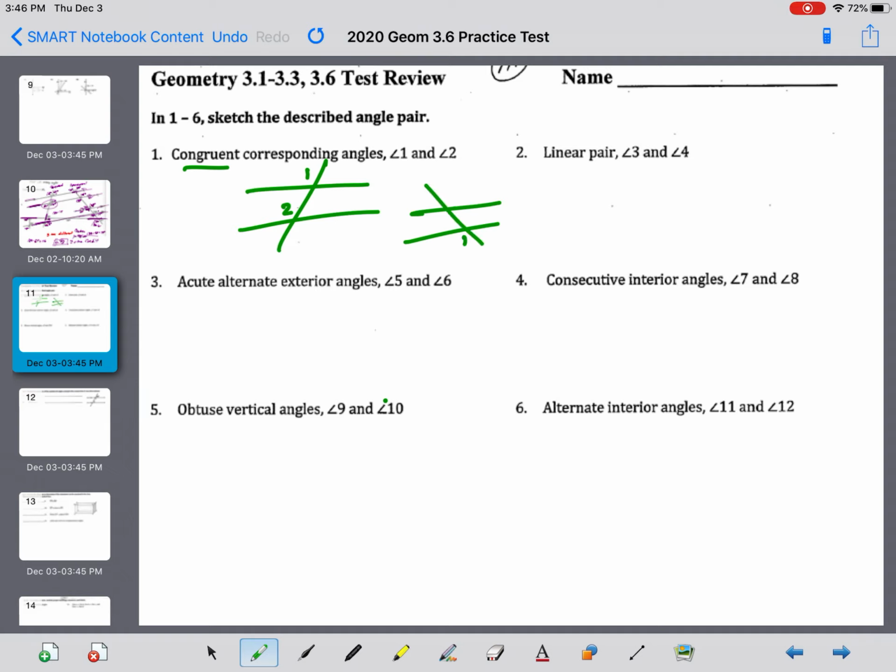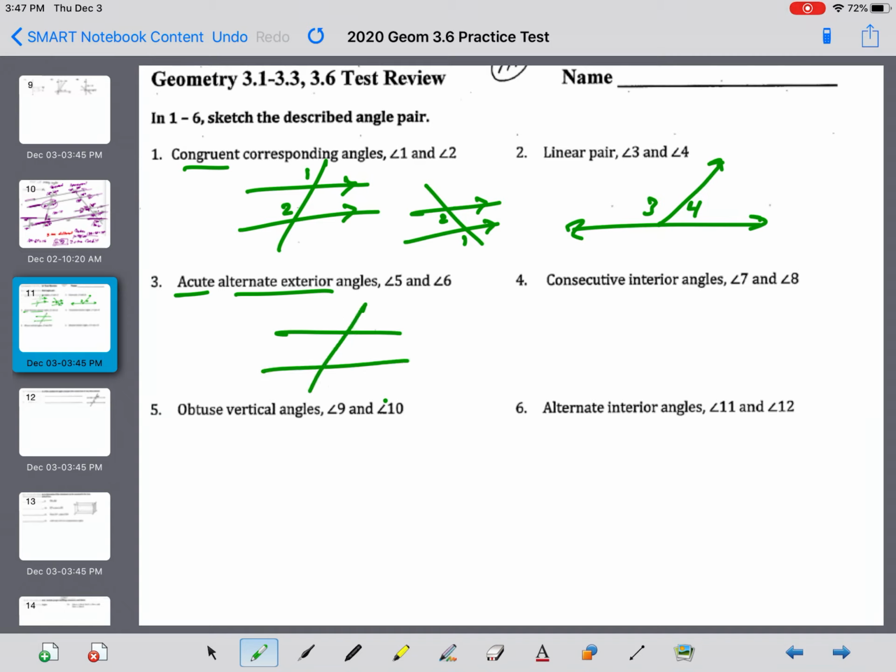You could do the transversal going this way, and then you could call this angle 1 and 2. Those are corresponding as well. You should have parallel marks. All right, linear pair, just a review of that one. Draw a straight line, draw a ray coming up from it, and angles 3 and 4 are a linear pair, going to be supplementary.